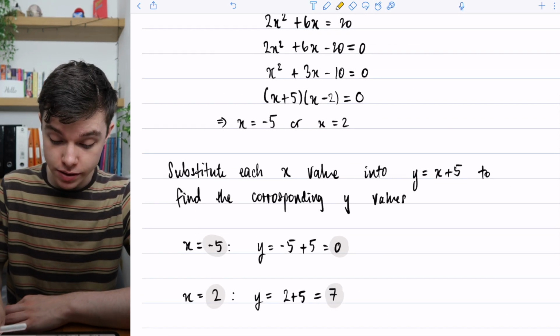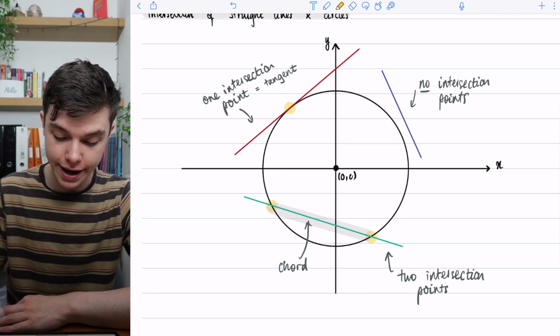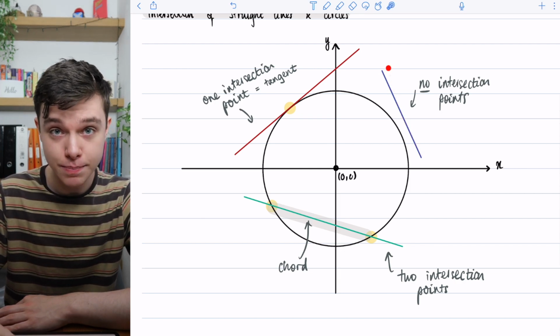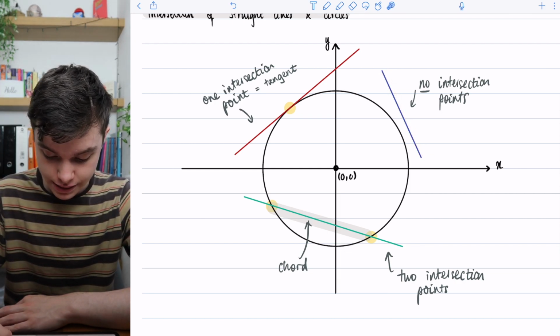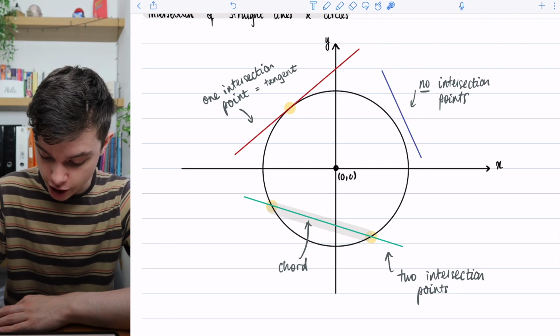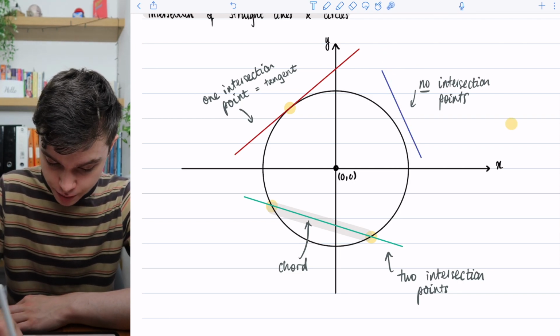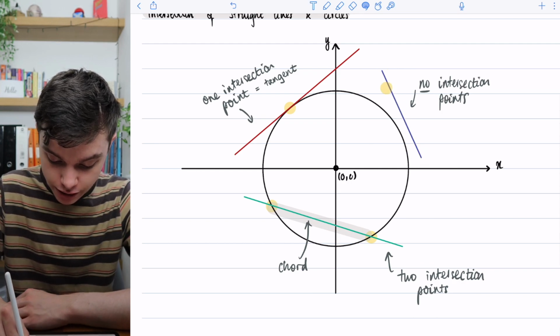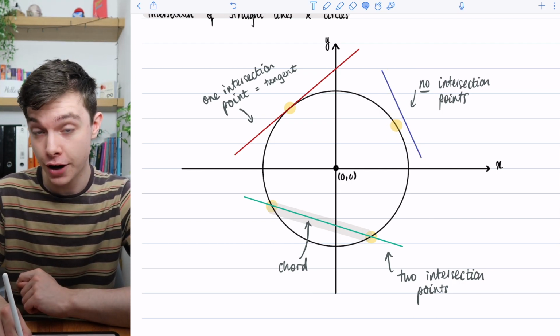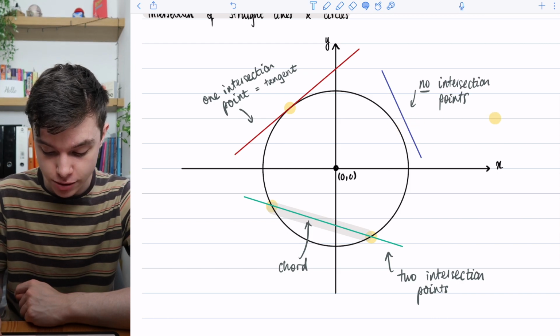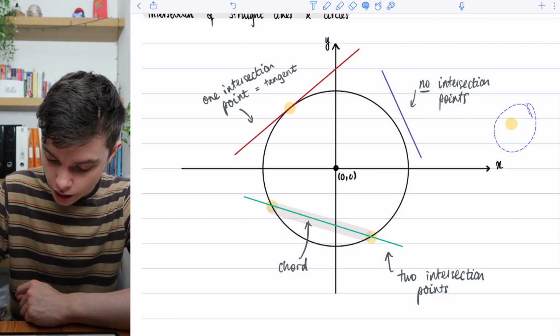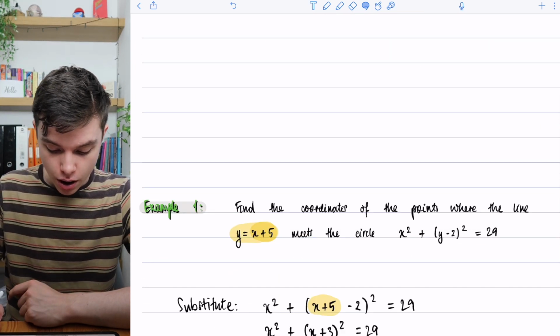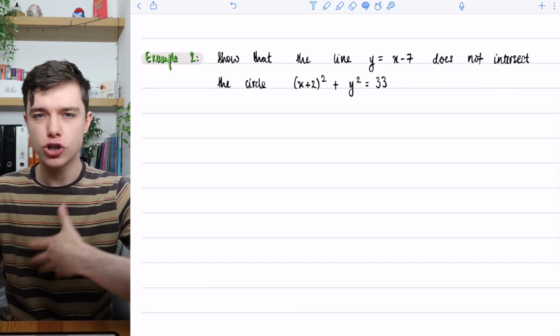So in terms of a graph, if you want to picture what's happening, we've got a straight line like this blue one in the example that we started with. There's no intersection point. If, like I said, I was going to put my intersection point, there's nowhere I can put this point that is on the circle and on the blue line because there's no intersection point. Let's just delete that.